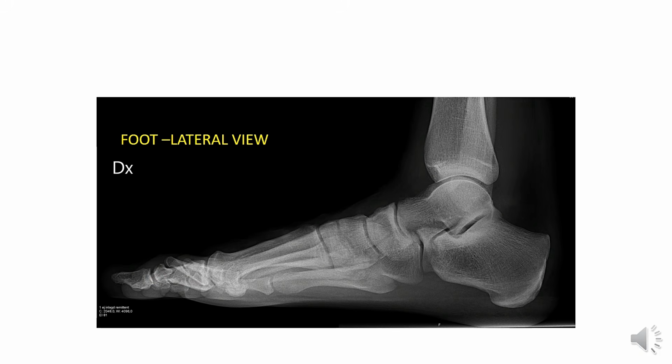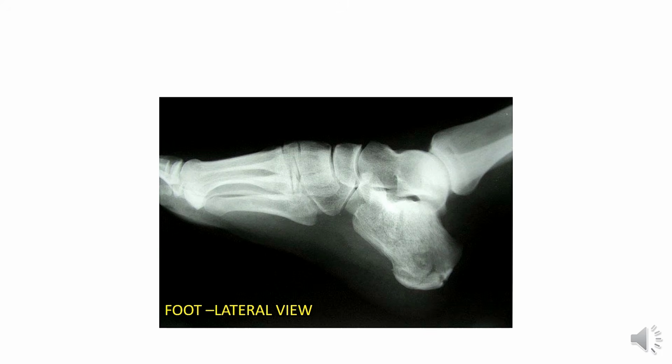So this is the last X-ray of the lower limb. Again, it is also a lateral view of the foot. Tibia, fibula, talus, calcaneum. Here you can see the fracture line of the calcaneum. This is navicular, cuboid, cuneiform, metatarsal, phalanges. So this is all about the radiological anatomy of the lower limb.